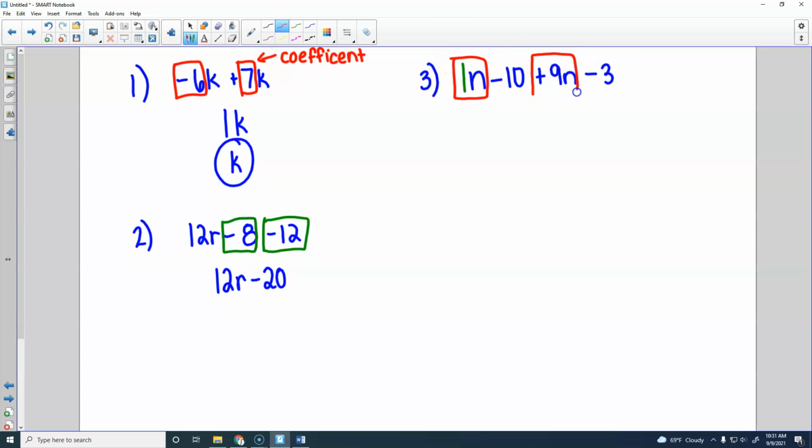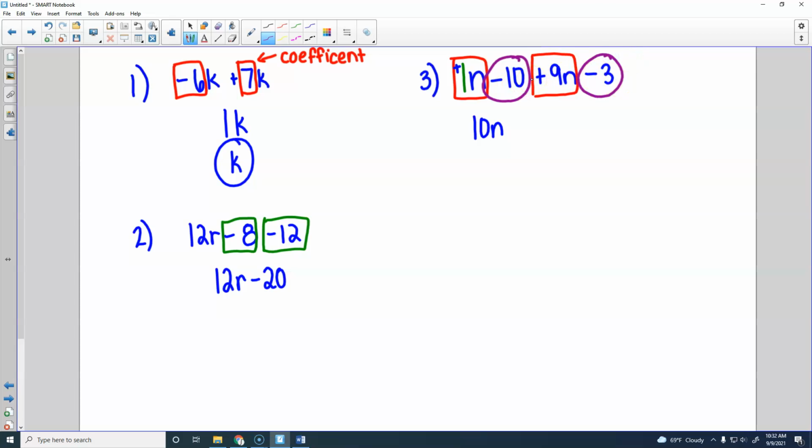Alright, so the 1n and the 9n. Notice how I'm putting this block around here? I'm including the sign in front of the number, right? There's nothing in front of this 1, but that means it's positive. And this is a positive 9. So what do I get when I combine my n's, Marley? 10n. And then I'm going to combine the negative 10 and the negative 3.